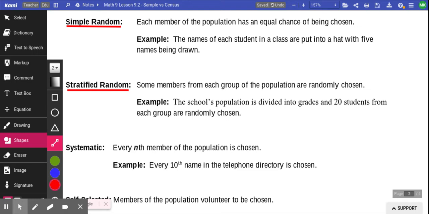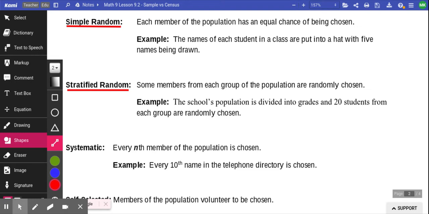So, for instance, if I wanted to do a random survey on what movie to watch at Christmas time with our classroom, instead of just randomly picking 10 students from our class, I would make sure that I picked 5 boys and 5 girls. So I'm strategically trying to split up some of the biases so that I get someone from each group.